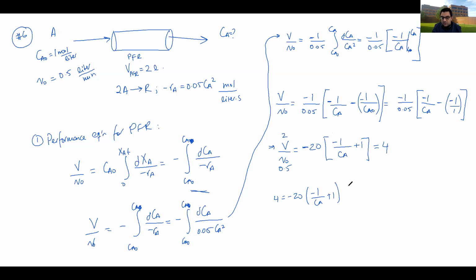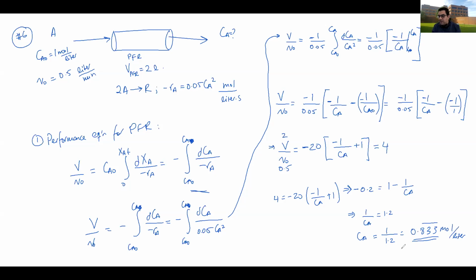If I rearrange a few things, I'm going to divide 4 by minus 20, so what do I get? 4 over minus 20 is minus 0.2, so I have minus 0.2 is equal to 1 minus 1 over CA. If we just do the math, 1 over CA is equal to 1.2. So CA is equal to 1 over 1.2, and this is equal to 0.833. And this is the answer to this problem. Of course, the units are mole per liter.